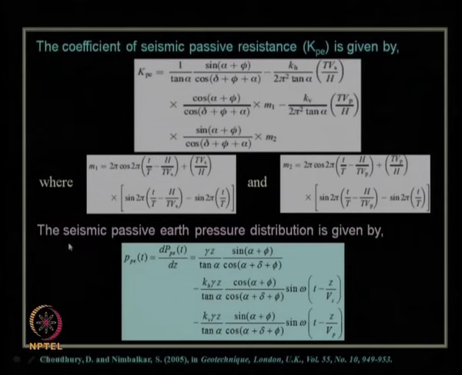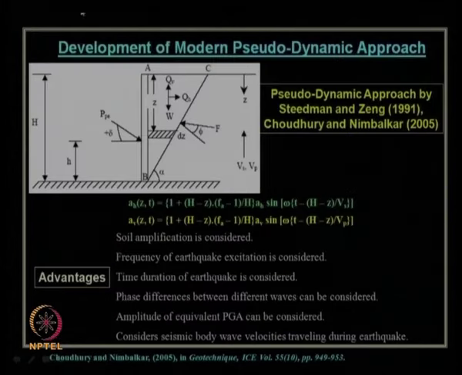Now, how to get the seismic passive earth pressure distribution over the entire depth? This is one advantage of this pseudodynamic method. Like in the pseudostatic method, as we mentioned earlier, in most of the cases we were getting only the total value of the earth pressure, except for one method, where we mentioned the method of slices, right.